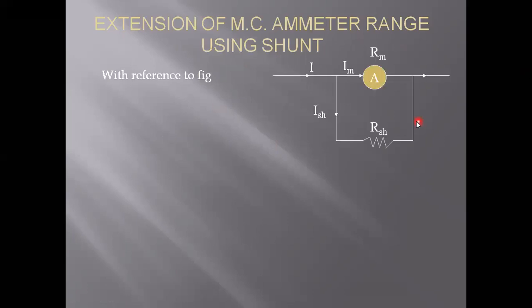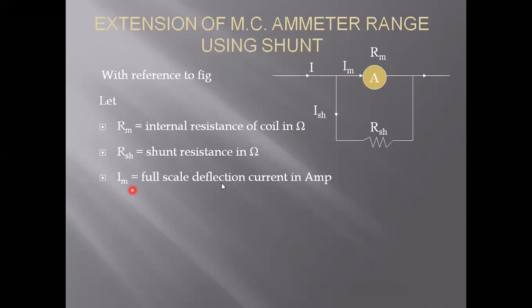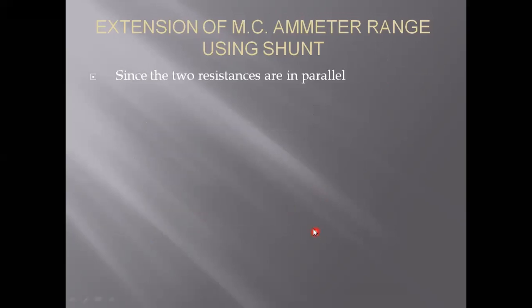So with reference to the same figure, let Rm be the internal resistance of the coil in ohms, RSH the shunt resistance in ohms, Im the full scale deflection current in amperes. Full scale deflection means when Im current flows through the ammeter, the pointer will give full scale deflection. It will indicate the full scale value. And Ish is the shunt current in amperes. I is the current to be measured in amperes.